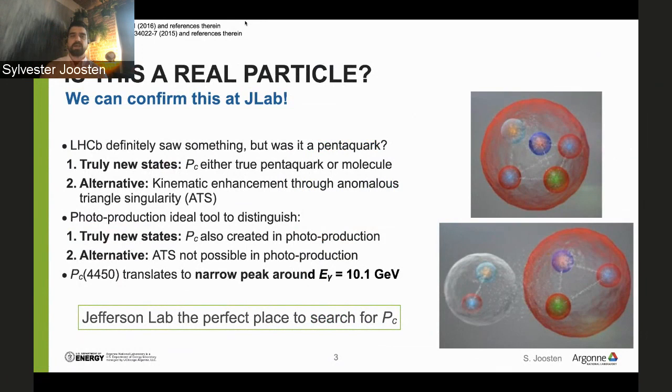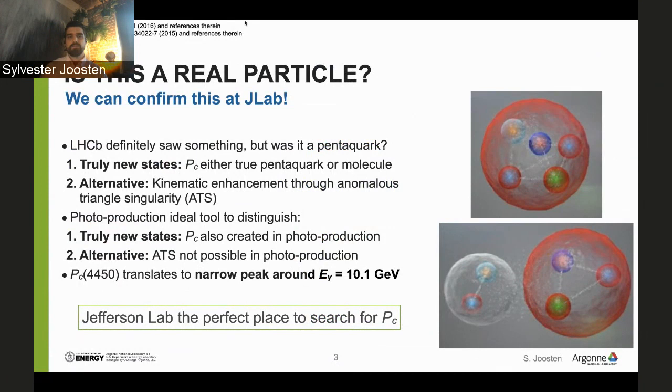Either it's some kind of new state, it could be a pentaquark state, it could be some kind of molecular state that is more similar to a nucleus where there's some kind of pion or rho exchange that can happen in the binding, or maybe some kind of heterocharmonium state where you, for example, have a J/psi that's bound with a proton where the interaction would be purely gluonic. Alternatively, if it's not a real state, you would expect it could be explained by kinematic enhancements through the anomalous triangle singularity, as the previous speaker very nicely showed.